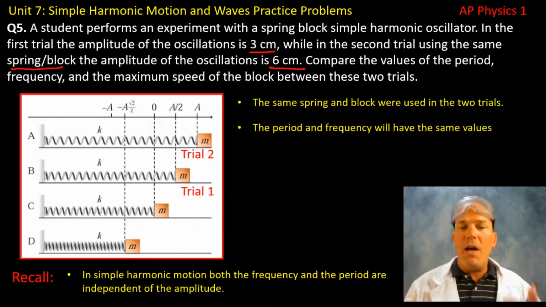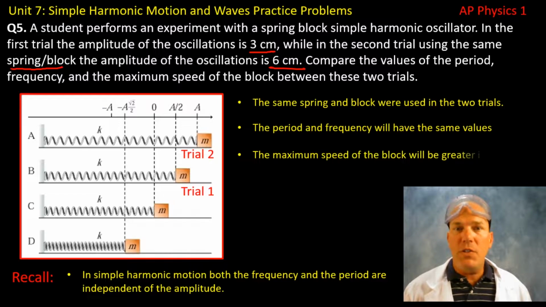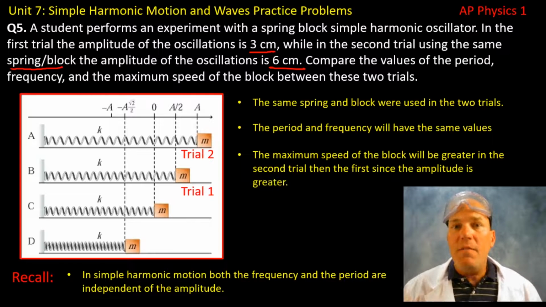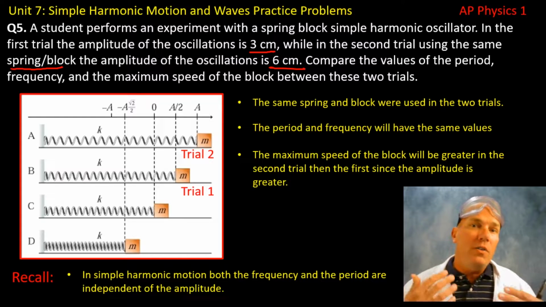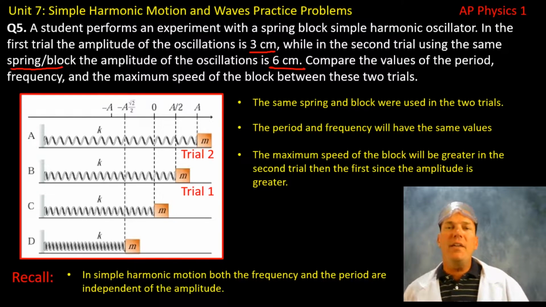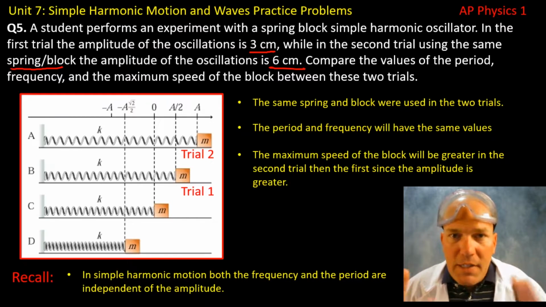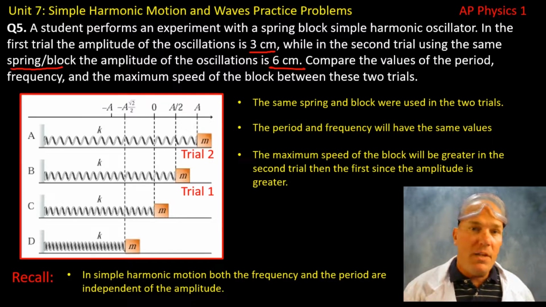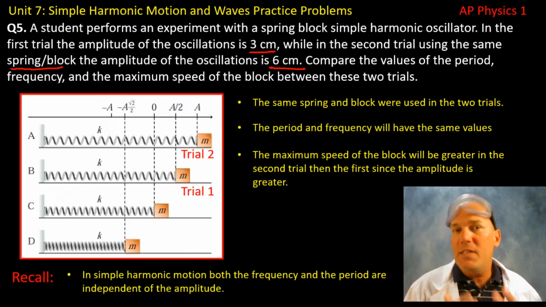I want you to understand why, and that has to do with the fact that the maximum speed in trial 2 is indeed greater than it was in trial 1. Because of a greater amplitude, 2 times the amplitude in fact, in trial 2, this block will have a greater speed. So it can go through the same distance and complete the same cycle in the same amount of time, and thus the period remains the same. And because frequency is the inverse of a period, the frequency also remains the same.